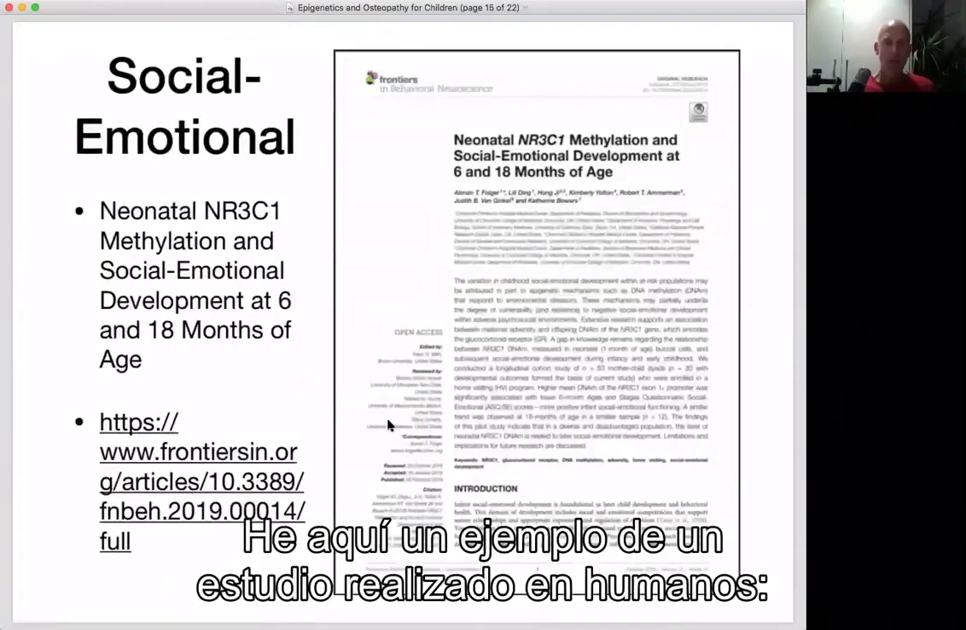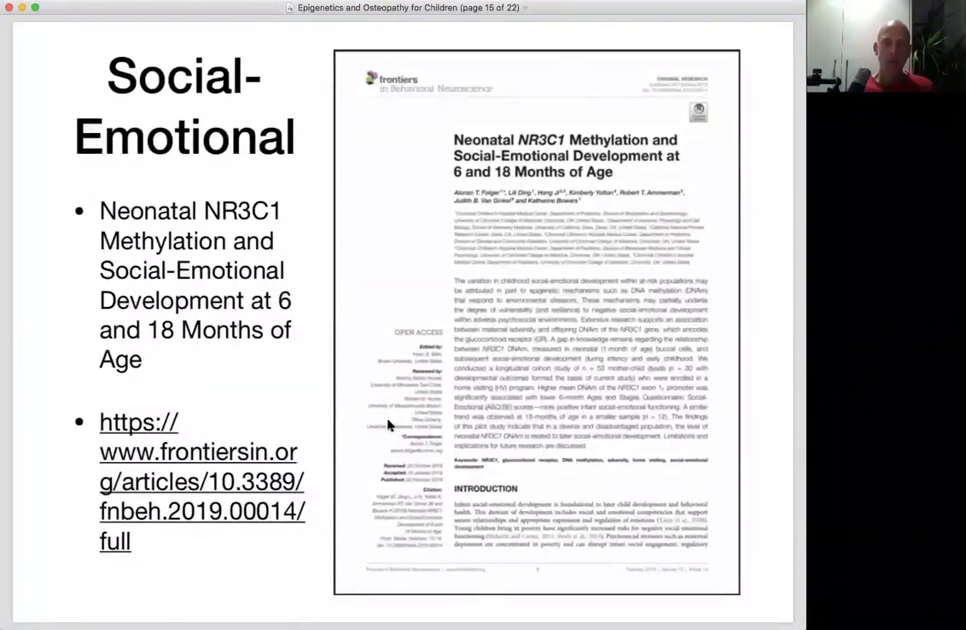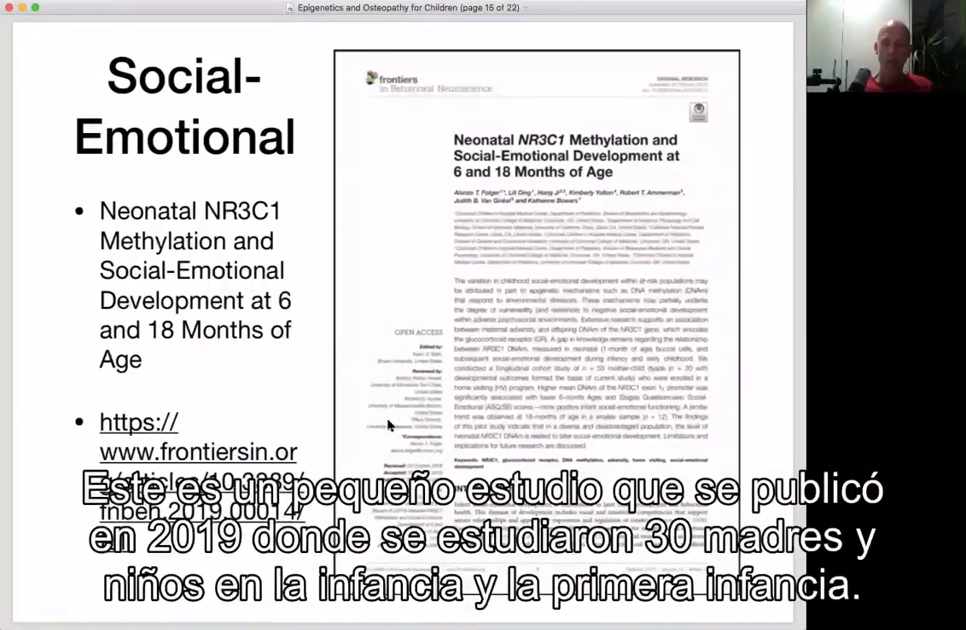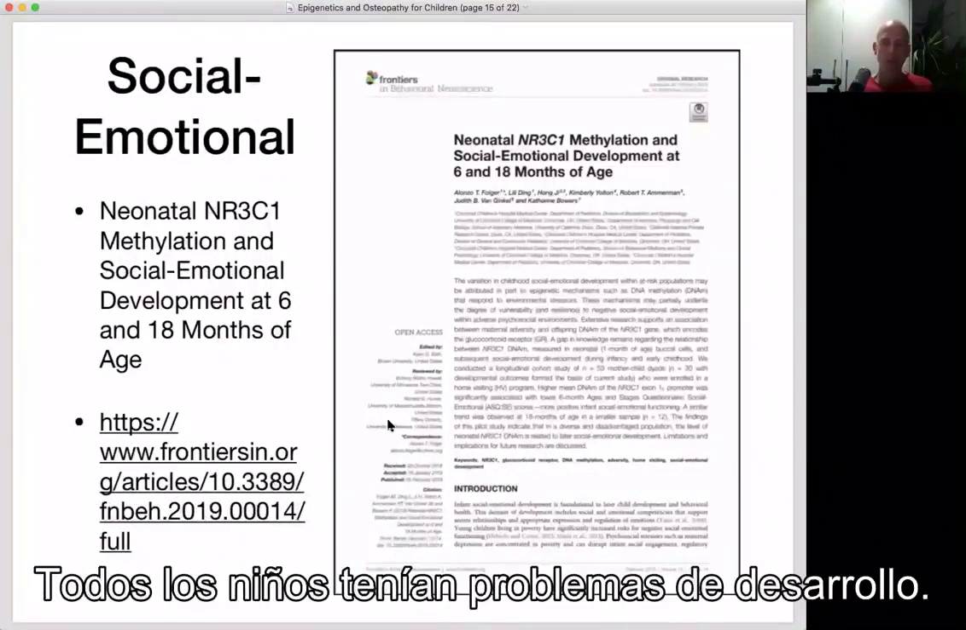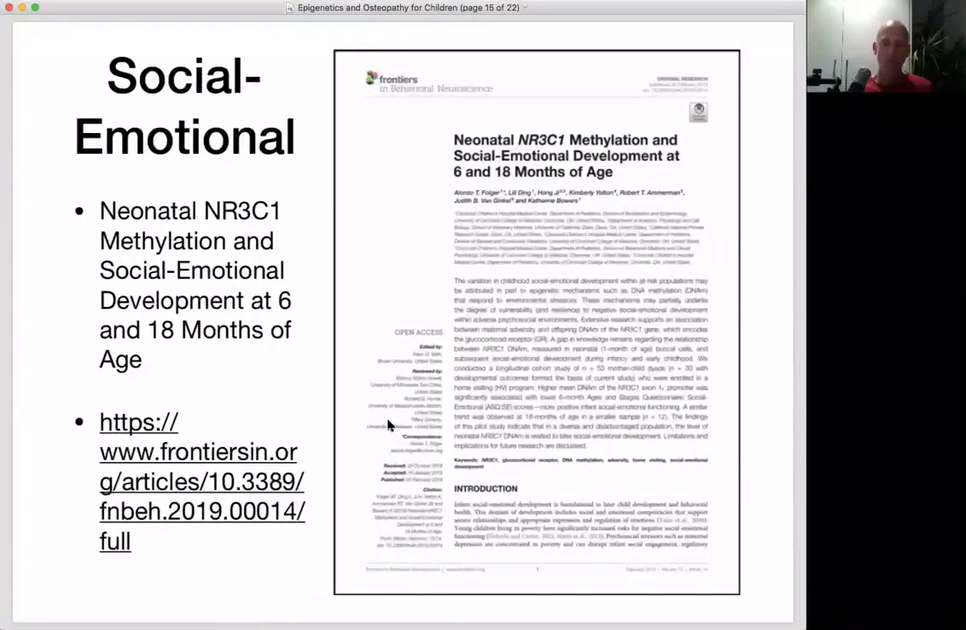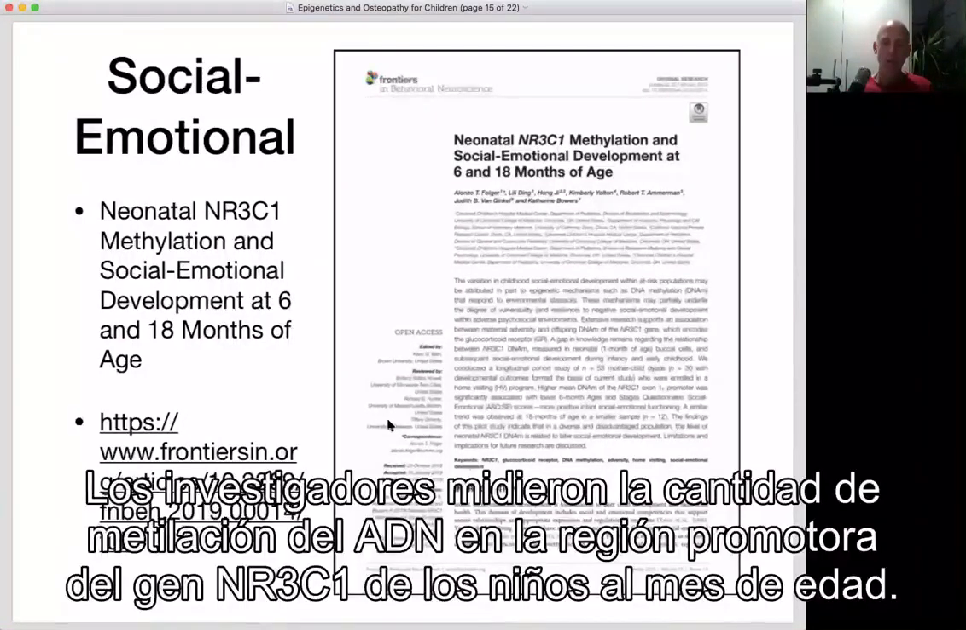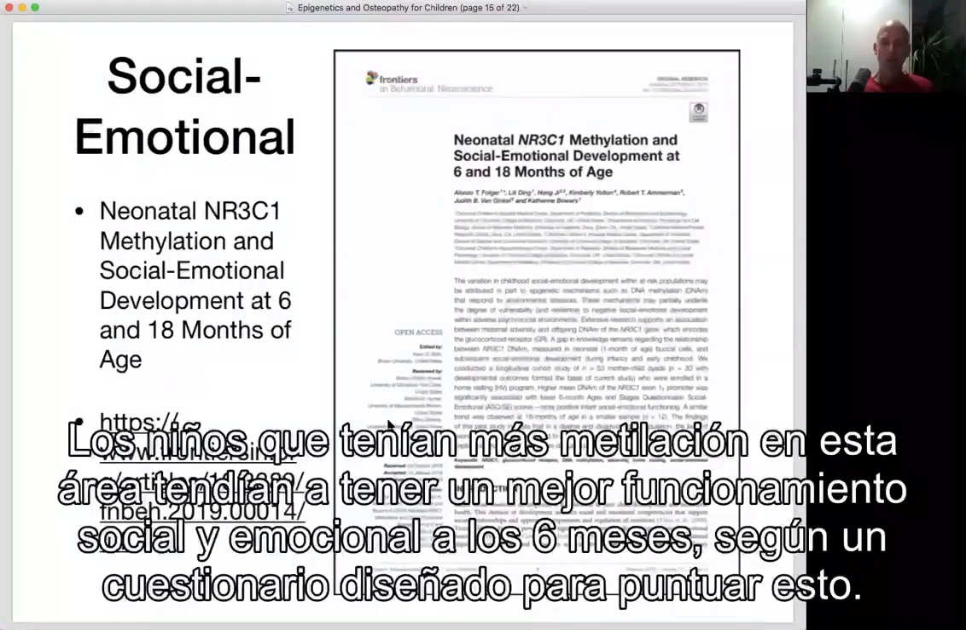Here's an example of a study done in humans. This is a small study that was published in 2019, where 30 mothers and children were studied in infancy and early childhood. The children all had developmental problems. The researchers measured the amount of DNA methylation on the NR3C1 gene promoter region of the children at 1 month old. The children which had the most methylation in this area tended to have better social and emotional functioning at 6 months, according to a questionnaire designed to score this.